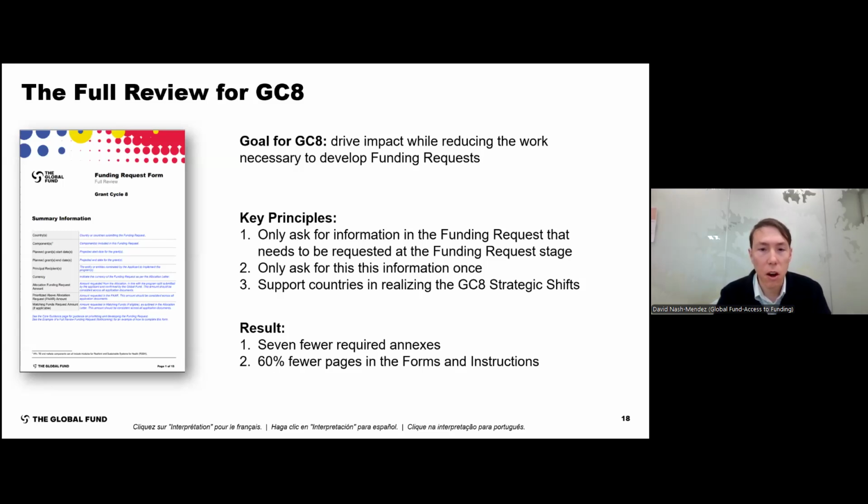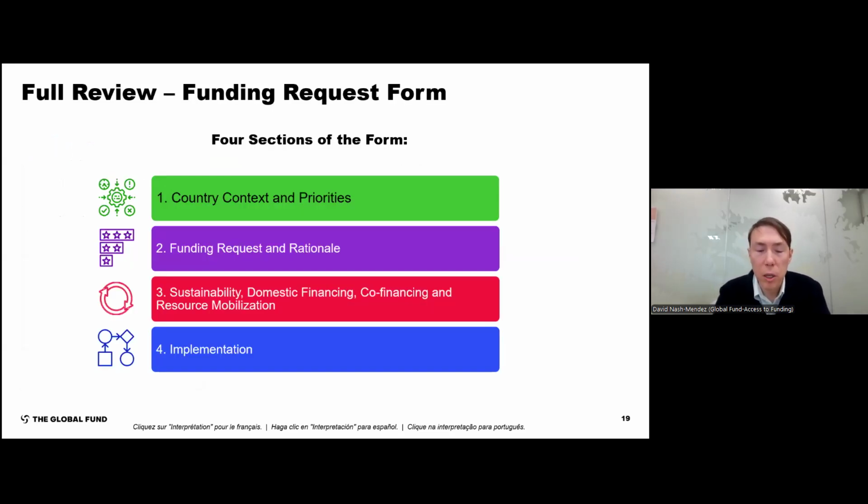The forms and instructions are about 60% shorter than they were for Grant Cycle 7, with fewer annexes as well. So let's go through the next slide. We'll start with the funding request form. It has 4 sections: country context and priorities, funding request and rationale, sustainability, domestic financing, co-financing, and resource mobilization, and implementation. And I'll signpost clearly as we move through each. So let's go to the next slide.